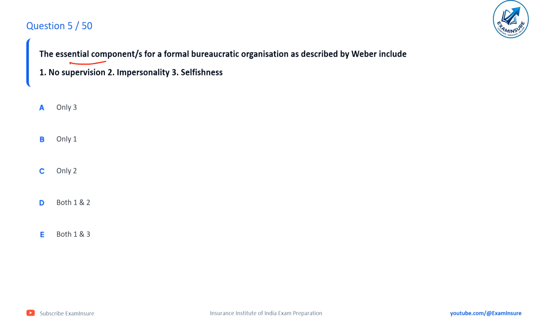The essential component for the formal bureaucratic organization as described by Weber includes no supervision, impersonality or selfishness. So the correct answer is impersonality.